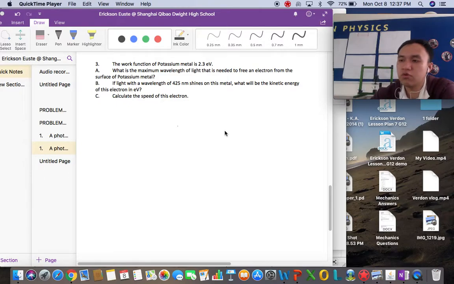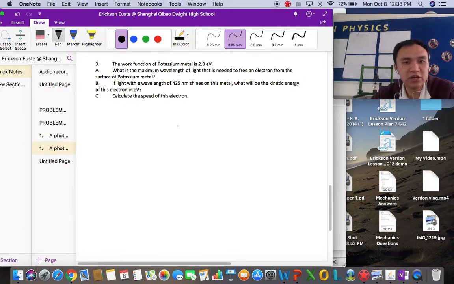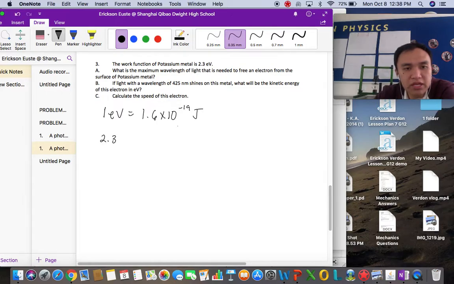So what you need to do is to convert this first into joules, and you know that the conversion there is 1 eV is equal to 1.6 times 10 to the negative 19 joules. So that means that 2.3 eV times 1.6 times 10 to the negative 19 joules per eV is equal to, in my calculation, 3.68 times 10 to the negative 19 joules.